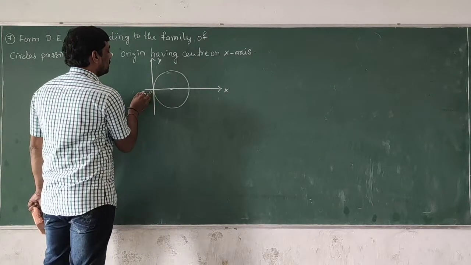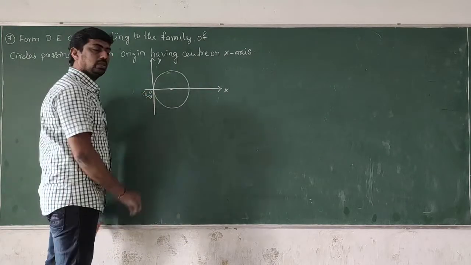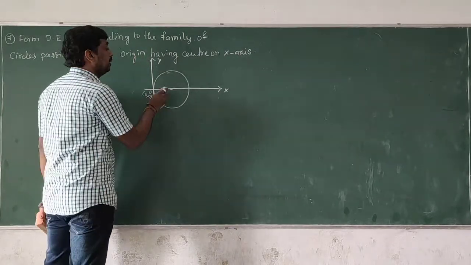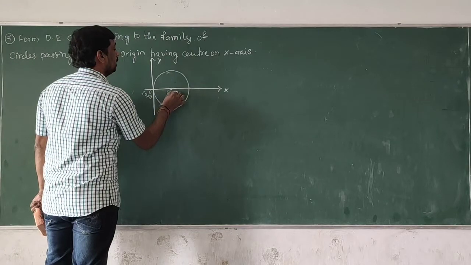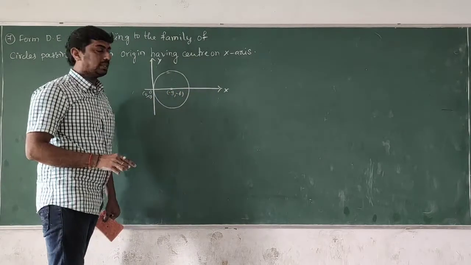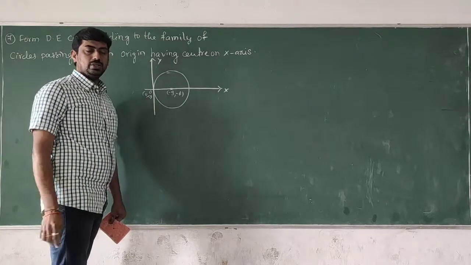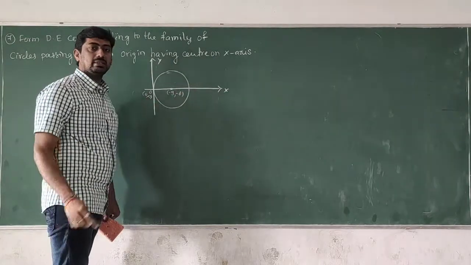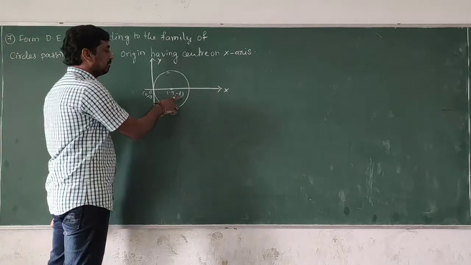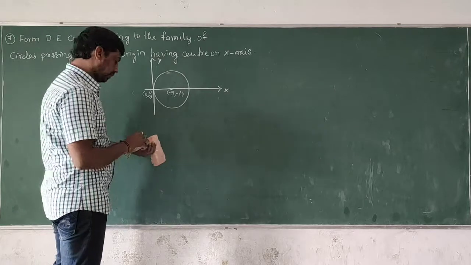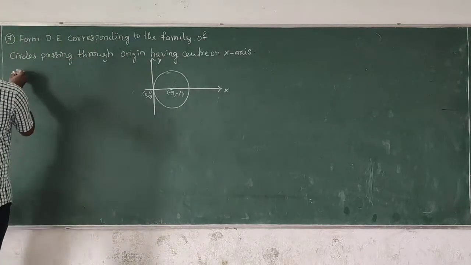Here, in both cases, the circle is passing through the origin only. But in the previous one, the center lies on the y-axis. But here, the center is (-g, -f), and it lies on the x-axis. The difference is clearly c is 0. Next, for the center (-g, -f), any point on the x-axis has y coordinate 0. That's why -f equals 0, so f is also equal to 0. Okay. So in the same way we get the solution.